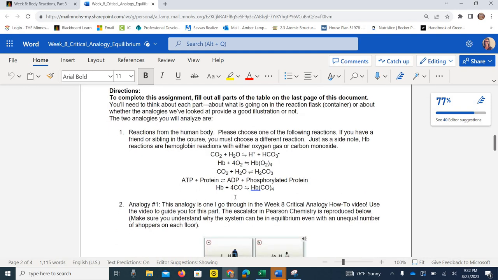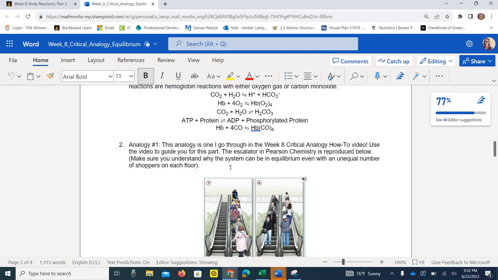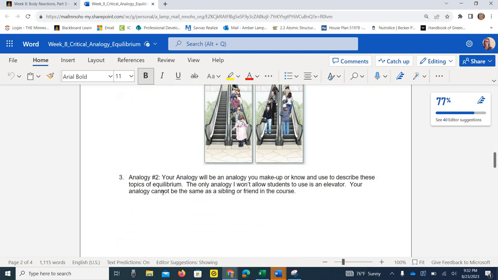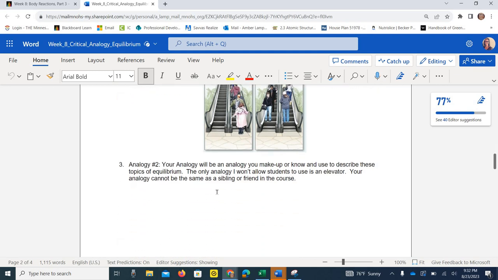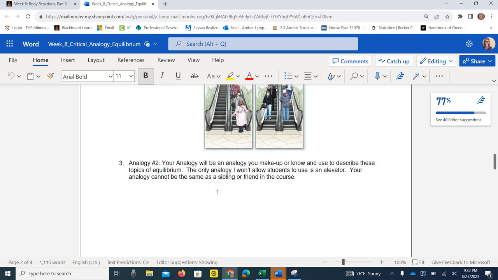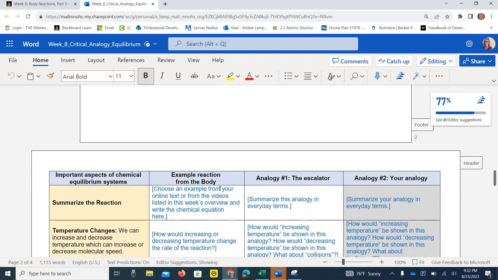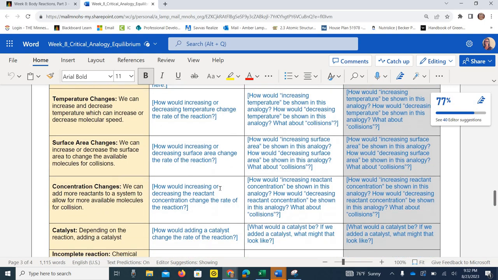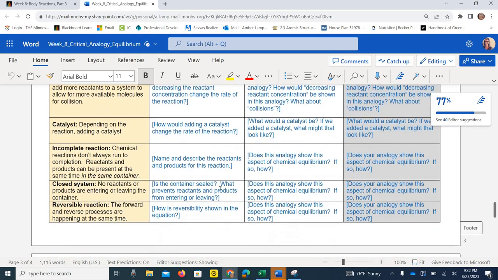And then it has the directions right here. So you're going to have reactions from the human body. You're going to have an analogy that's already given to you, and that's going to be one I talk about within this video. And then analogy number 2 is going to be the one that you make up. So those are the 3 things you're going to see. And then you're going to see this table right here. Okay? This is the table that you're going to complete.